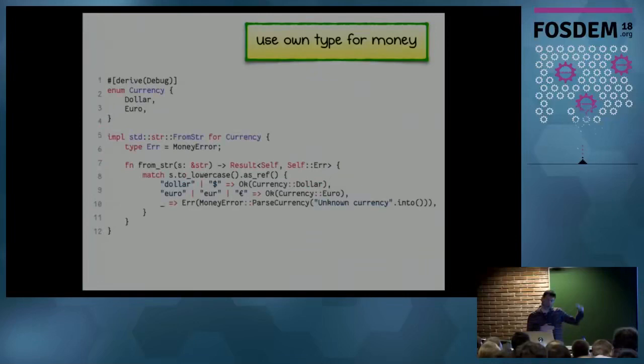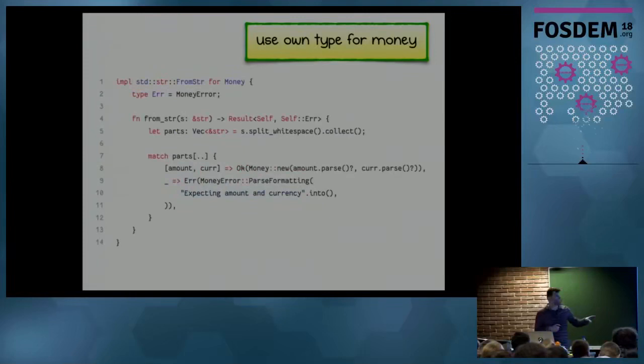And we can also implement FromStr, which is another trait, for the currency. And we only need to implement one method, which is called from_str. And in there, we do the matching of the string input, so dollar or euro, and the output of this function. So when we call parse on a string, which is euro or dollar, then this will return an object of type Currency of this enum. And the same can be done for our money type. We also implement FromStr on that Money type.